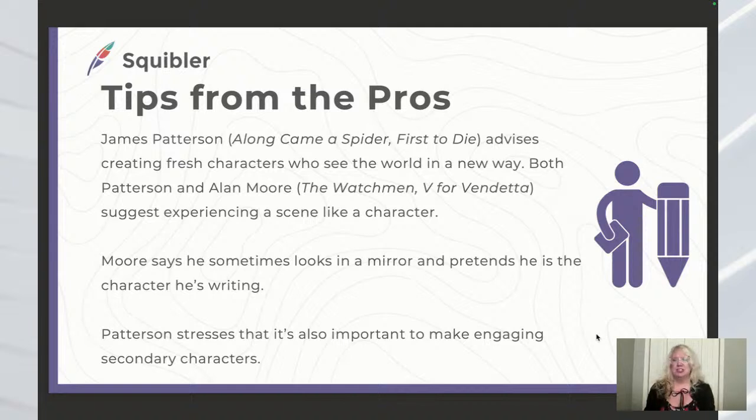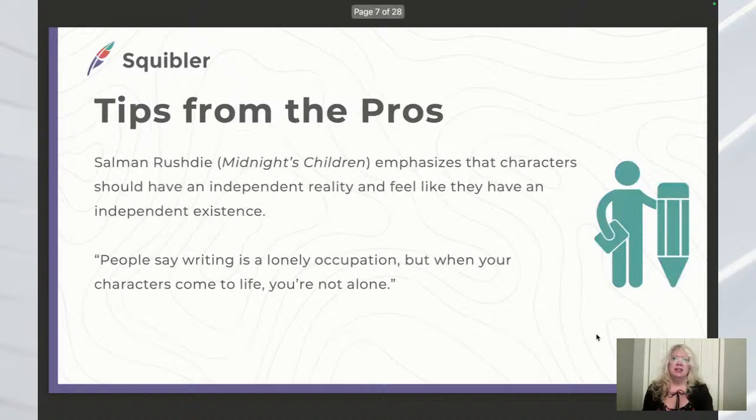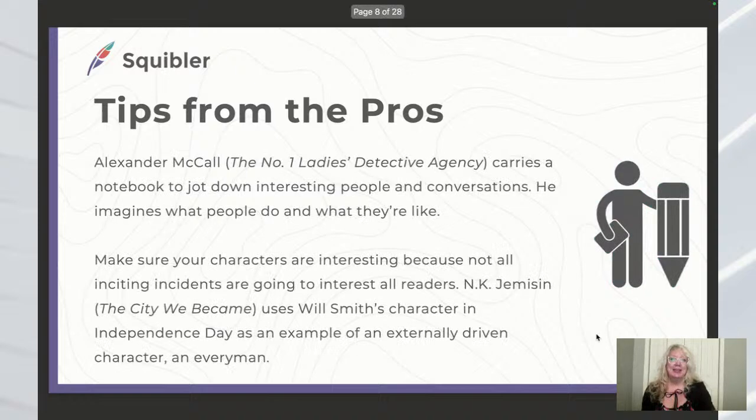Patterson stresses that we can't just focus on primary characters, our protagonist or antagonist, that it's important that we also make engaging and believable secondary characters, because you don't want to pull your reader out of their belief of your story by having secondary characters that aren't believable. Salman Rushdie emphasizes that characters should have an independent reality and feel like they have an independent existence. And I love this quote from him. People say writing is a lonely occupation, but when your characters come to life, you're not alone. You feel like they're with you. So I thought that was a lovely quote.